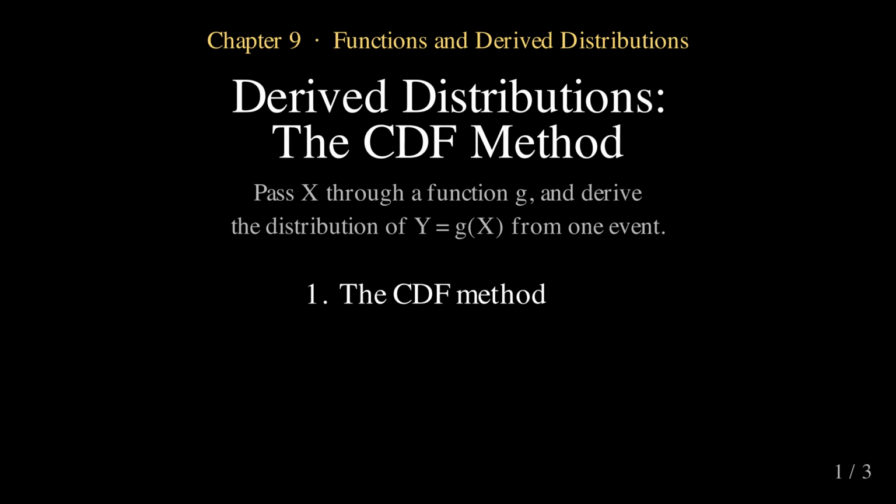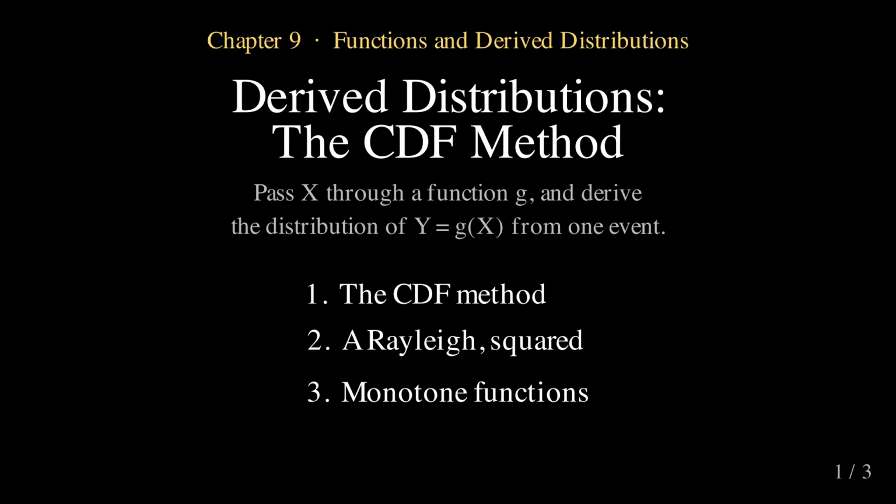Describe the event that g of x lands at or below y and integrate the density over it. We use it to pay a debt from last video. The square of a Rayleigh really is exponential. And when g is monotone, the whole method collapses to a single formula.